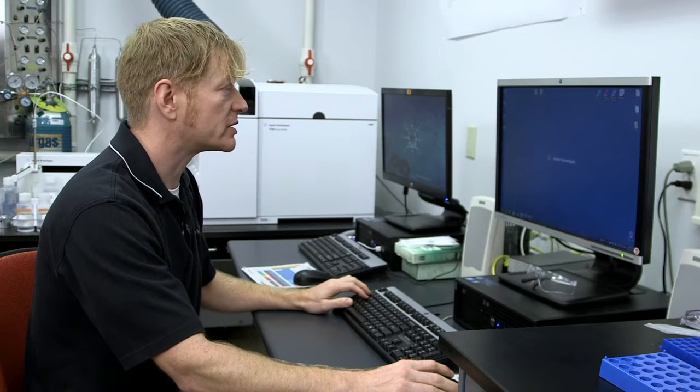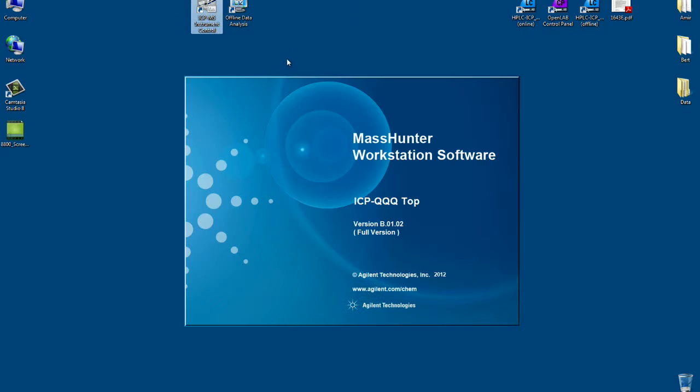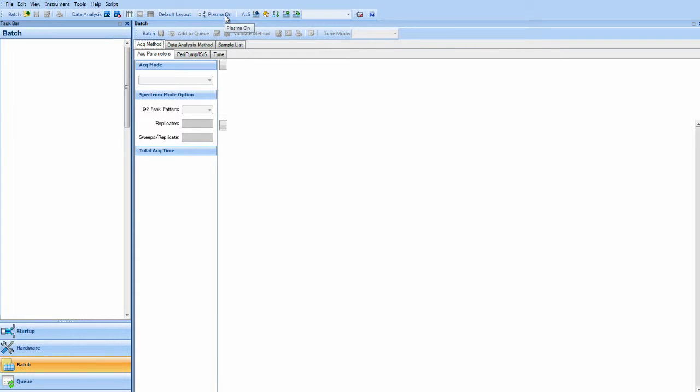So now I'm going to take you through the Agilent 8800 MassHunter software. For this, we will go through the ICP-MS instrument control icon. From here, we can turn the plasma on and go through the startup protocol of the Agilent 8800.